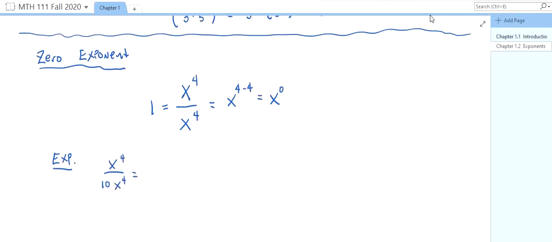For example, say you have x to the 4th divided by 10x to the 4th. Well, this equals 1 over 10 times x to the 4th over x to the 4th equals 1 over 10 times 1. Any number times 1 is itself, 1 over 10.